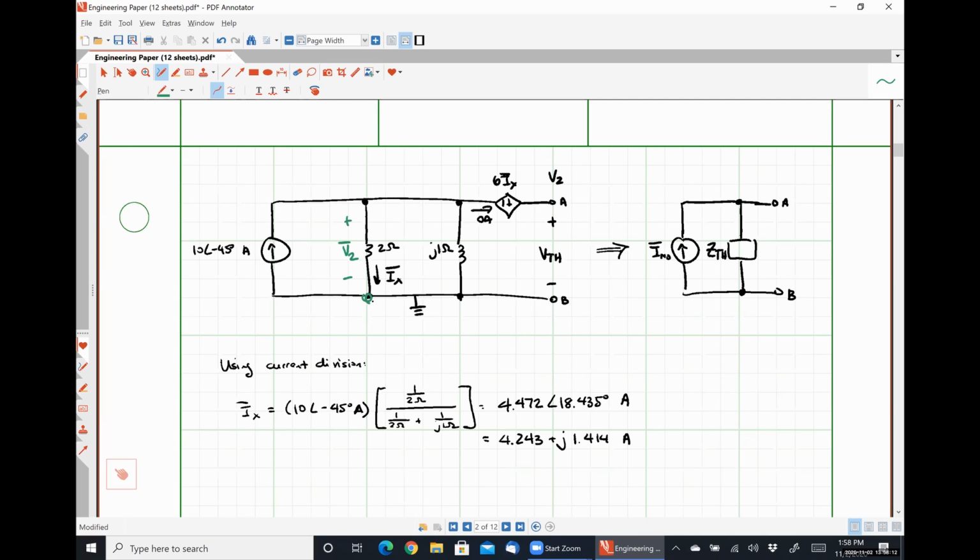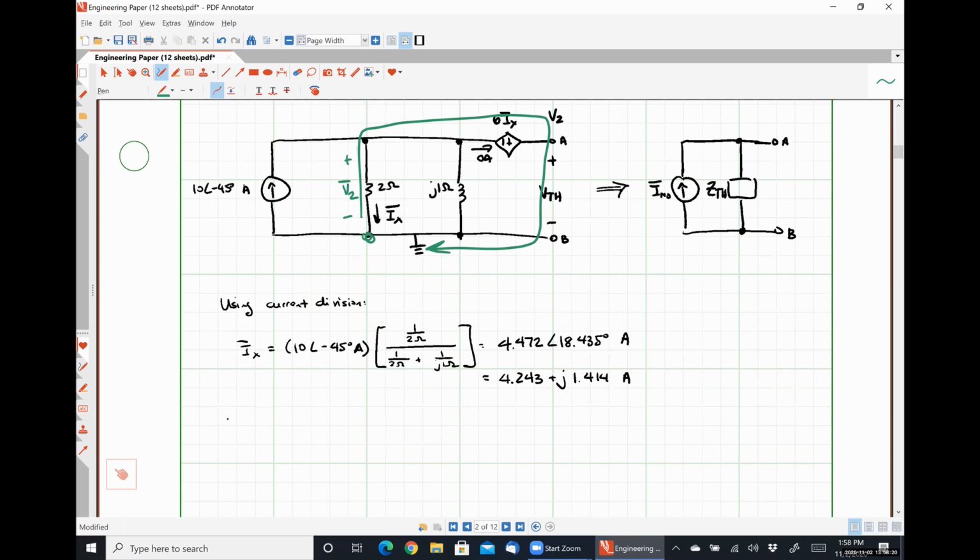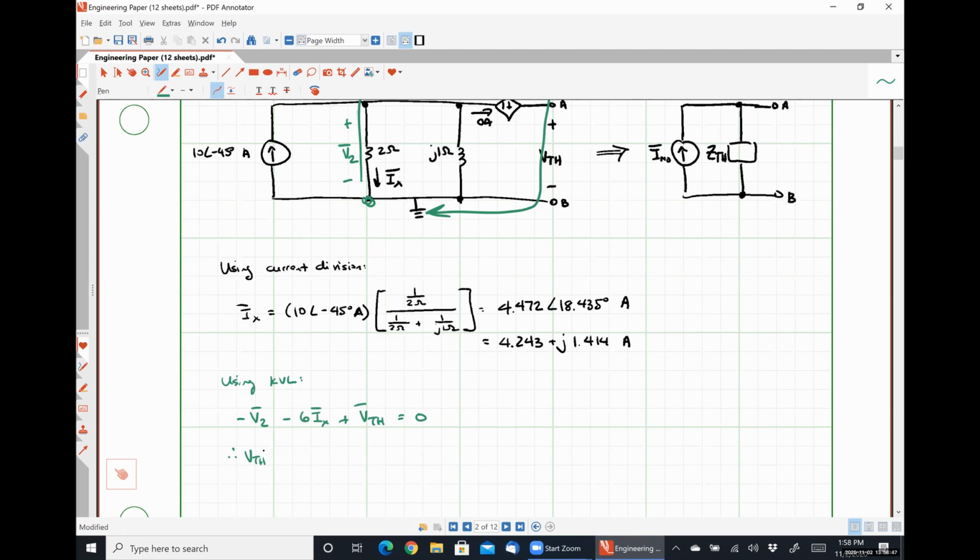Well, if I start from this node and do Kirchhoff's voltage law around this path, I have negative V2 minus 6Ix plus VTH is equal to 0, which means VTH is simply V2 plus 6Ix, where V2 is just 2Ix. And so I can see that VTH is just 8Ix.